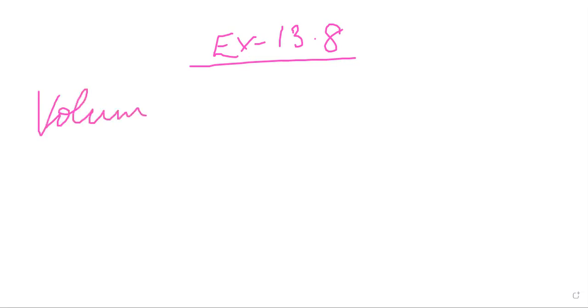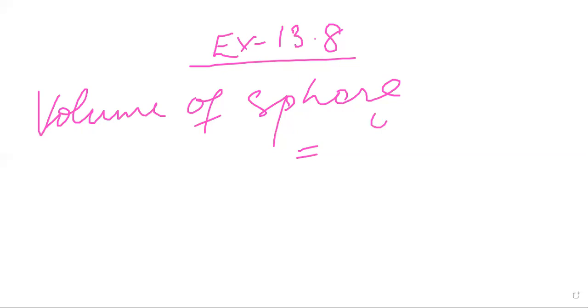Next exercise is 13.8. It's the volume of the sphere. It's the last exercise of the chapter, volume of sphere. And the volume of sphere we also get by an experiment. If we take a cylinder and a sphere of the same radius, then by doing an experiment we get the volume of sphere, which will be 4 upon 3 pi r cube.